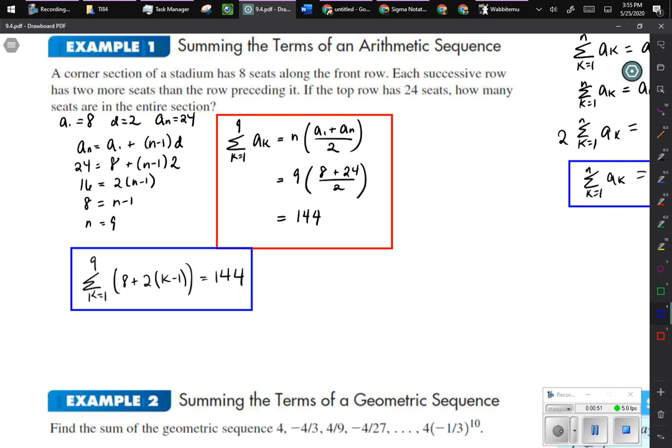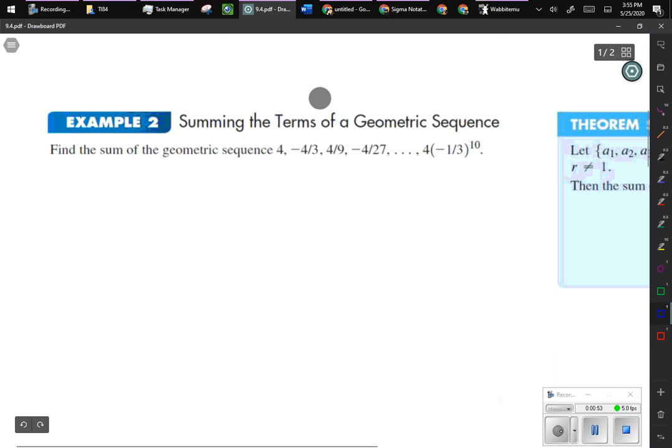I write that because in example 2, they do have that in the book, so I just want to make sure you guys understand that a sub k is sort of a general expression of the formula, as if the formula didn't exist or we didn't know what it was. But if we know what the formula is, we should just put it in.